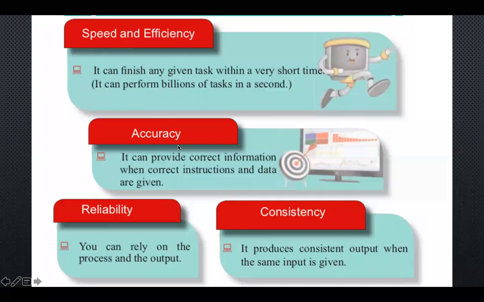It is accurate. Even though it is faster, it produces accurate information. Accuracy is really high. It provides correct information. Even if, let's say, I have given false information to you, you can always go to Google and ask whether this is correct. Then Google will provide you information about that. That is the nature of computing. It is accurate and it is reliable and consistent.